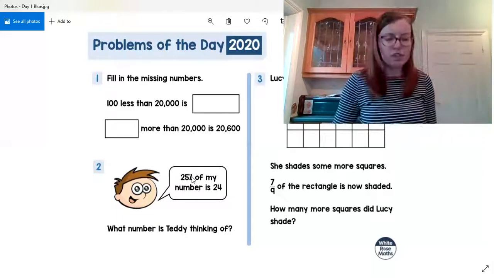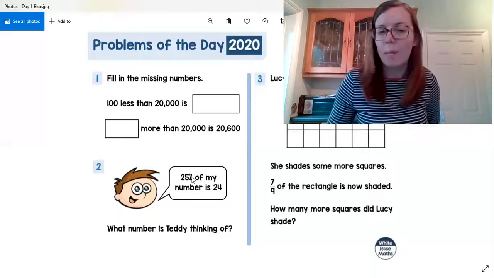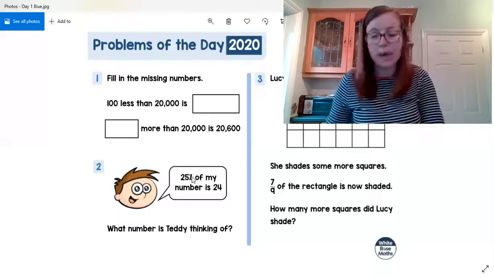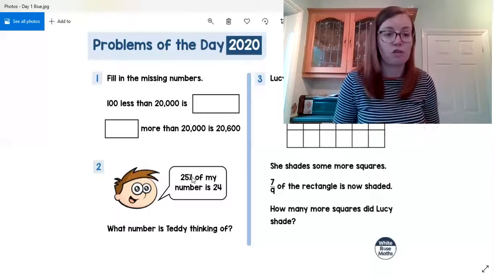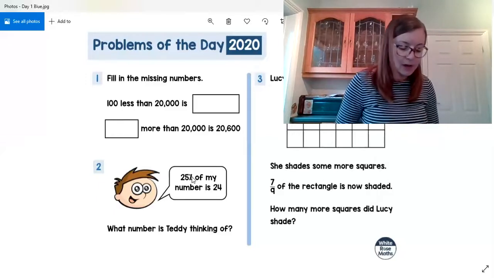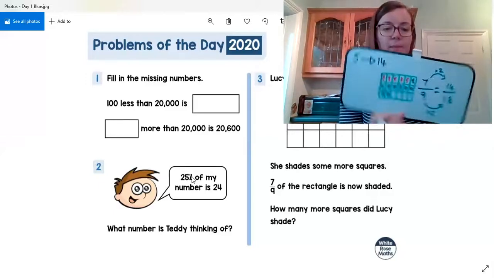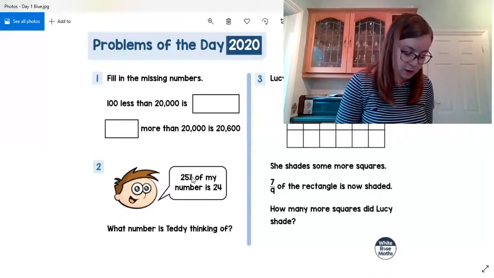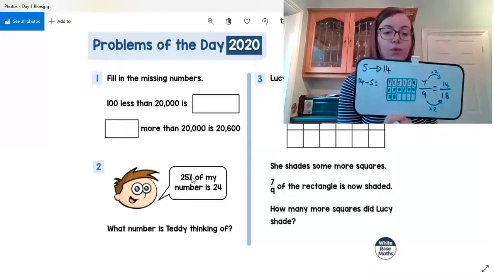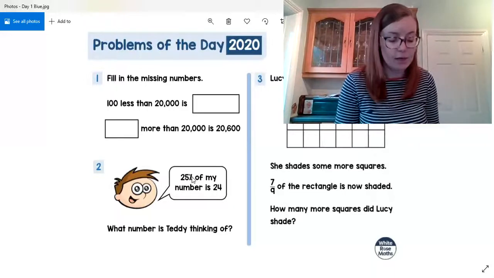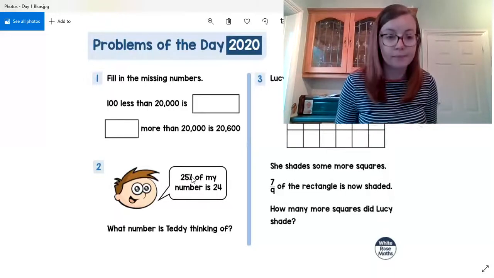Brilliant. And we can check that because remember, how many more is one of those clue words that we are looking for a difference or a gap. So we are looking for the difference between 5 and 14, which means we do a takeaway. So 14 take away 5 equals, that's it, 9. So Lucy colours in 9 more squares.